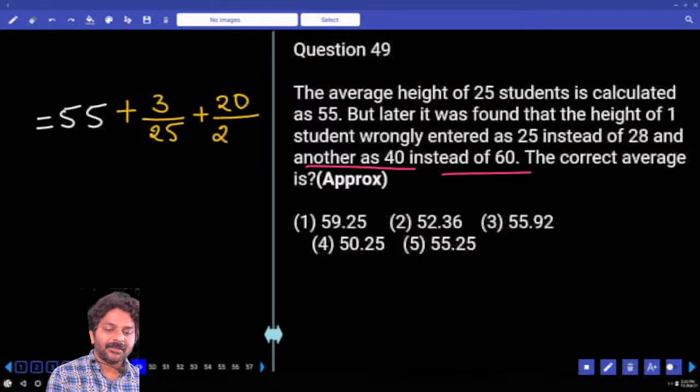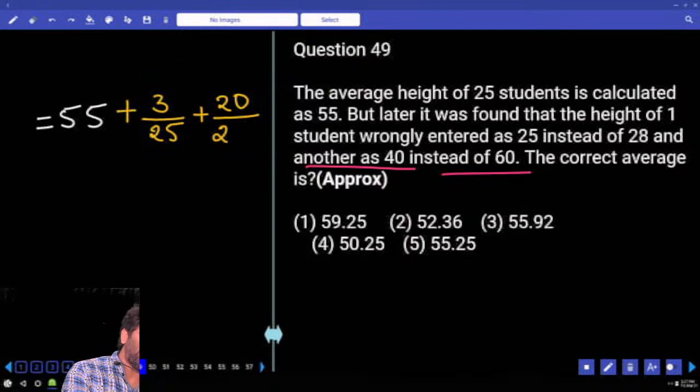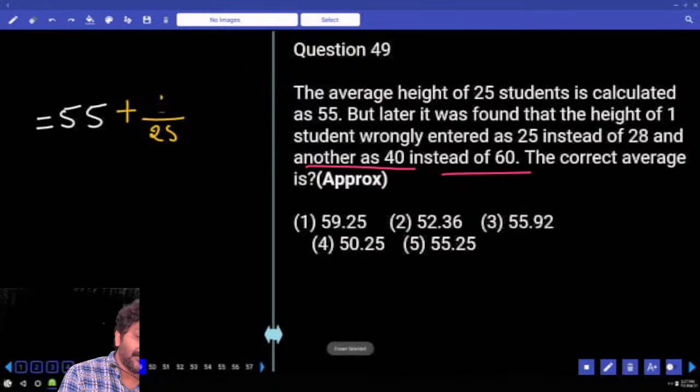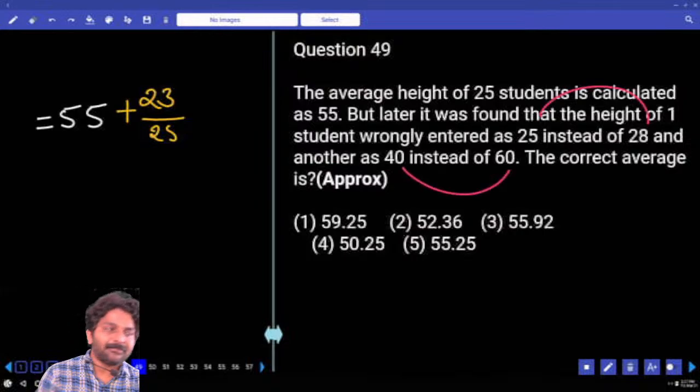Divided by 25. So instead of 3 by 25 plus 20 by 25, can I directly write it as 23 by 25? Can I do that? Why 23? The first number was taken 3 less, the second number taken 20 less, both together 23. So that 23 we need to adjust.